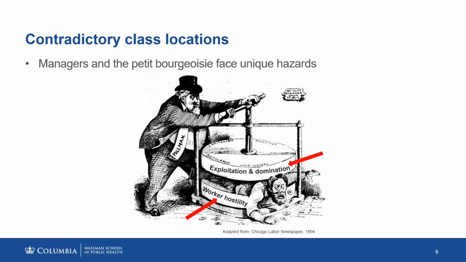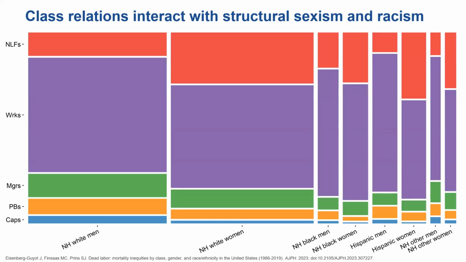For example, although they may operate autonomously, the petite bourgeoisie often lacks sufficient resources to compete with capitalists, causing precarity and stress. Likewise, low-level managers may face exploitation and domination from upper management and hostility from workers below them, inducing stress and other risks. These fundamental class relationships interact with structural sexism and racism to produce health inequities.